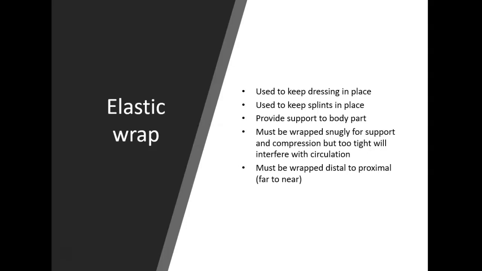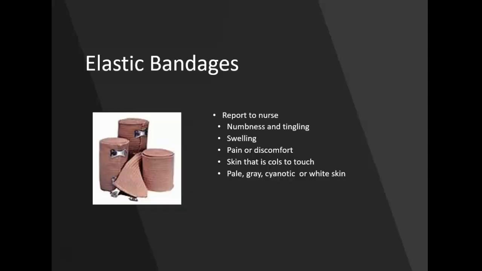Elastic wraps are used to keep a dressing in place, and are used to keep splints in place. They provide support to a body part. They must be wrapped snugly for support and compression, but too tight will interfere with circulation. And they must be wrapped distal to proximal, which means far to near. So if you're wrapping an ankle, you'd start with the toes and go up. Distal to proximal. Elastic bandages: if somebody is using them, you need to report to the nurse any numbness or tingling, swelling, pain or discomfort, or skin that is cool to touch, pale, gray, cyanotic, or white skin.